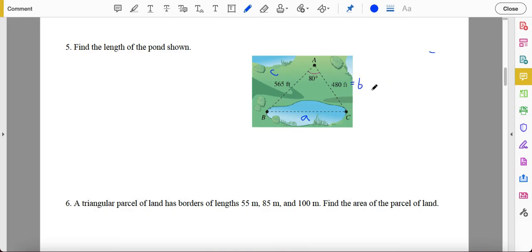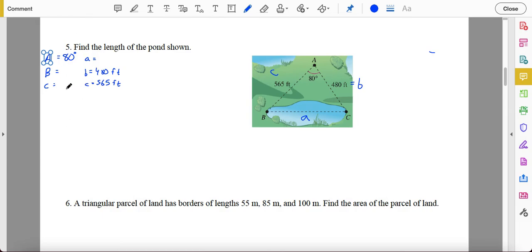So again, this is as if we were given a triangle knowing angle A, which is 80, and we don't know angles B or C, but we were given side B, which is 480, and side C, which is 565. These are both measured in feet. It's saying solve for the length of the pond. That's side A, and that'll be measured in feet.